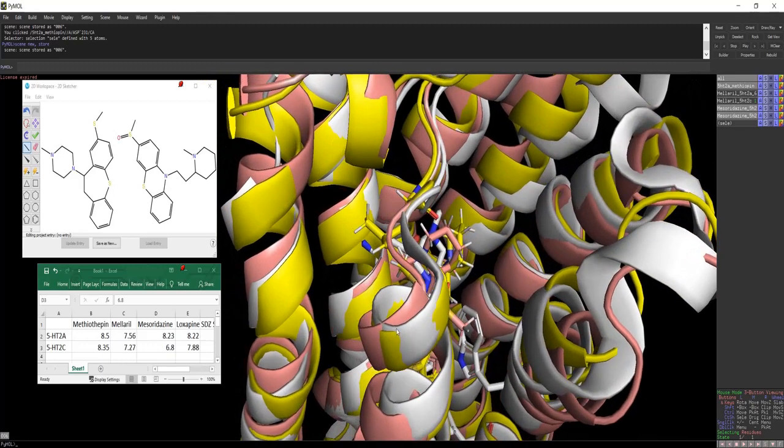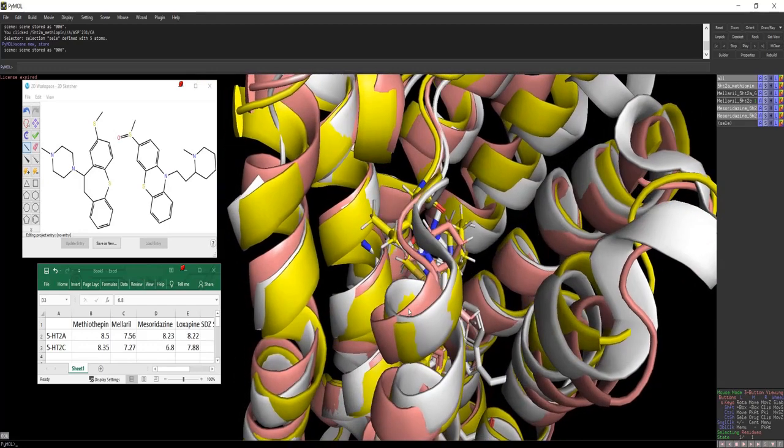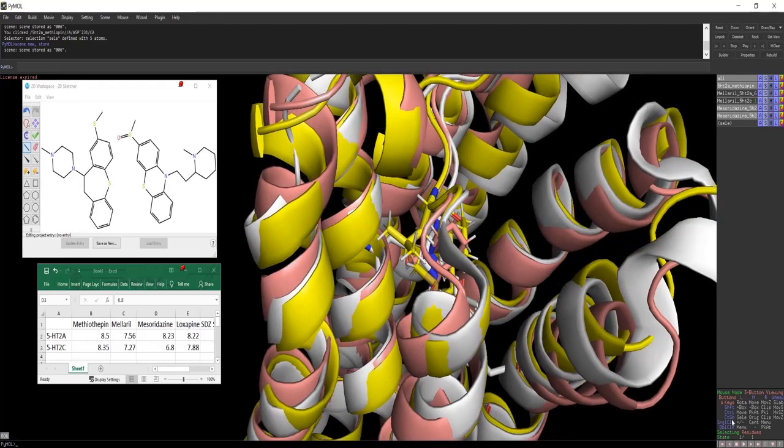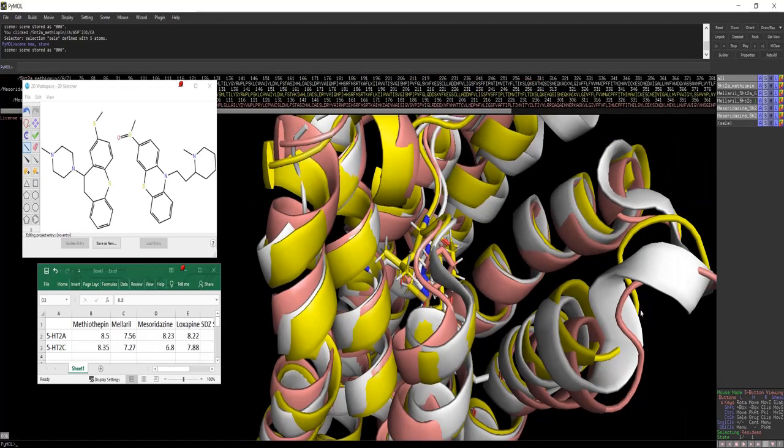is I believe because of this kink that you see here between 5-HT2C, which is in the pink color, and 5-HT2A, which is in the white and yellow here. And this kink is in fact caused, if I bring up the sequence here, by a proline. In 5-HT2A, this amino acid is an aspartic acid. However, in 5-HT2C, it's actually a proline.